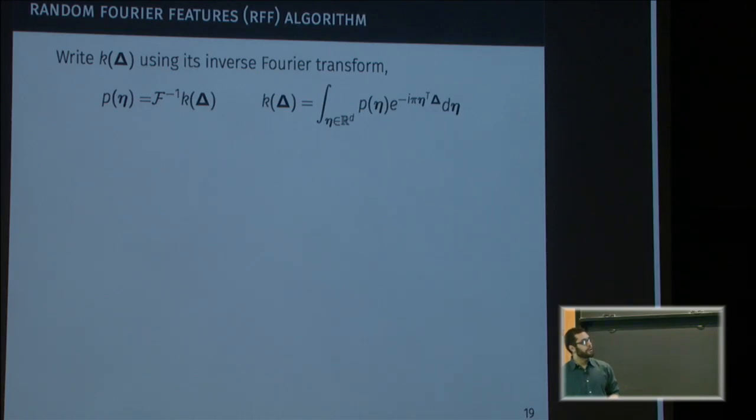What they observed is, okay, if it's shift invariant, let's start by writing this kernel function k of delta using its inverse Fourier transform. This is a Fourier transform in d-dimensional space, because x minus y is a d-dimensional vector. So I can write k of delta as an integral, where eta is a frequency, over all frequencies in R^d, of p of eta, my inverse Fourier transform, e to the negative i pi eta transpose delta.